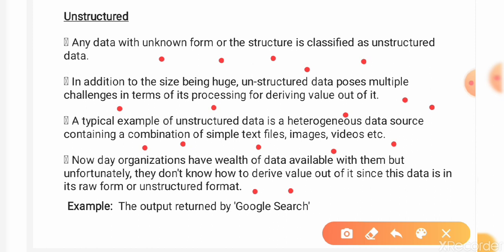Example: when anything is searched in Google search, it will give results as text as well as link documents, images, and video files. These are entered as unstructured types of big data.